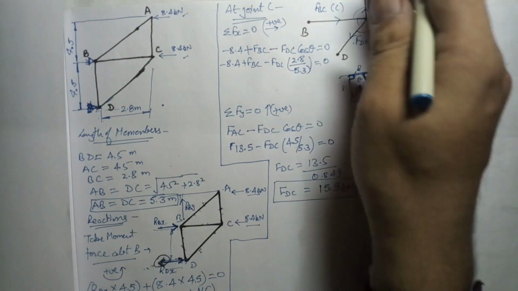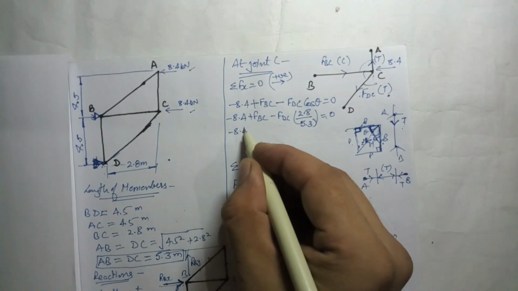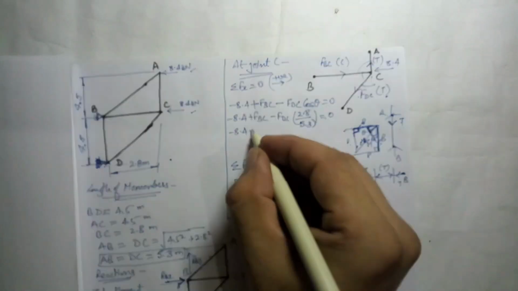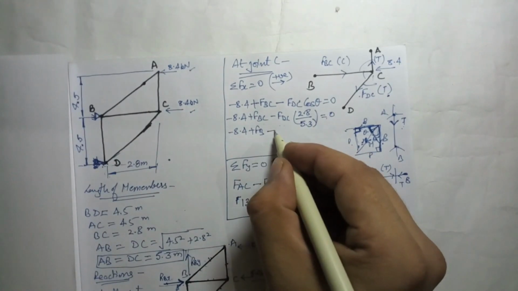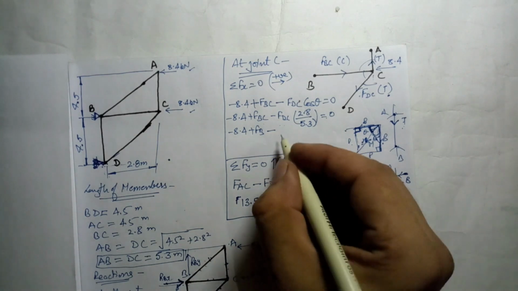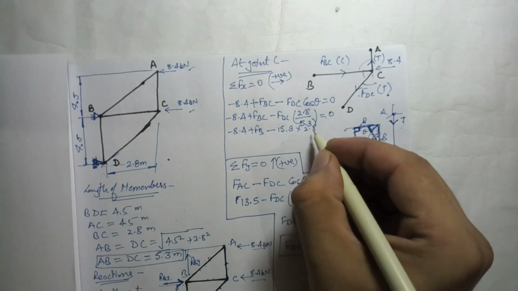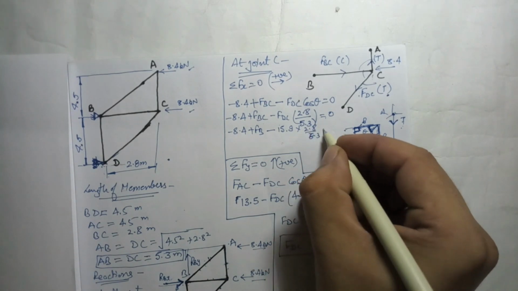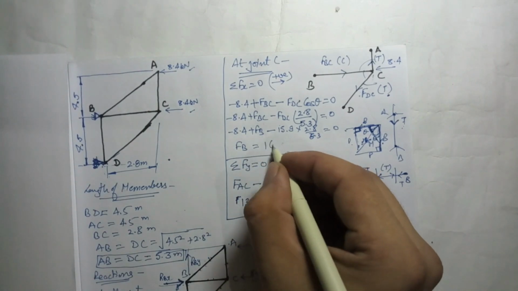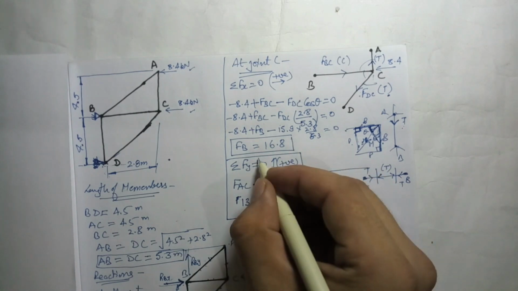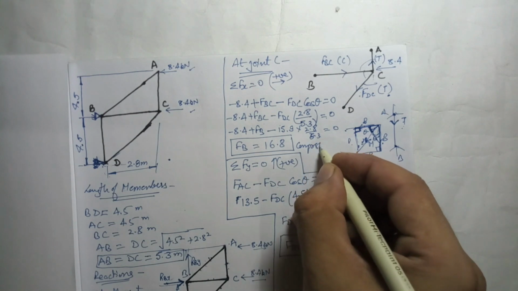Now we can fill the value here and we can find out the value of FBC. So it will be minus 8.4, plus FBC, which we have to calculate, minus FDC, we have 15.9, and when we multiply 15.9 with this value, we are getting, okay, I'll make it in the next step, 5.3, that is equal to 0. So FBC, after calculation, is coming, that is equal to 16.8, and again it is coming positive, so it means FBC we have considered compression, so we are getting it as compression.